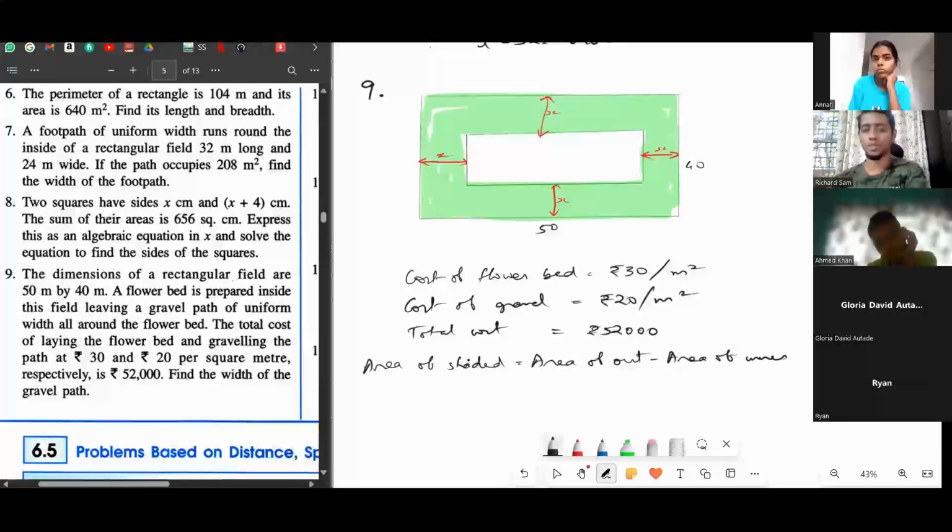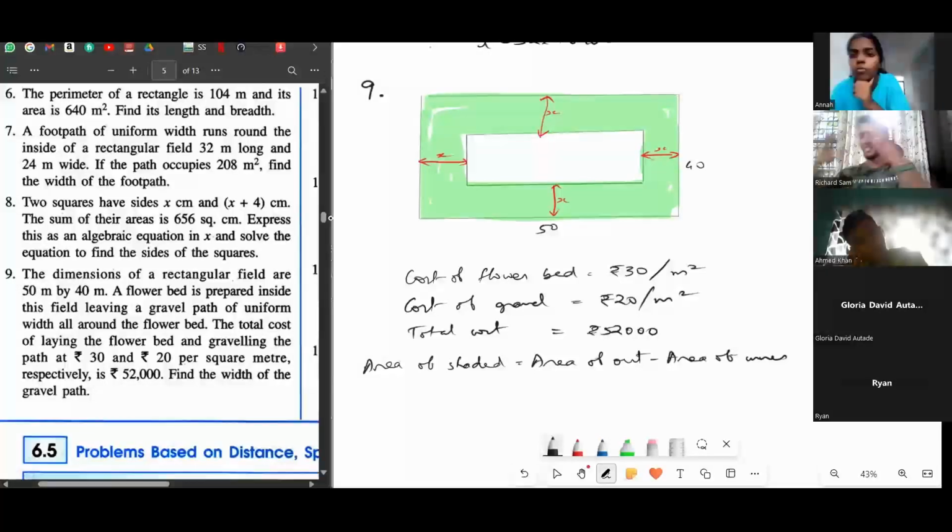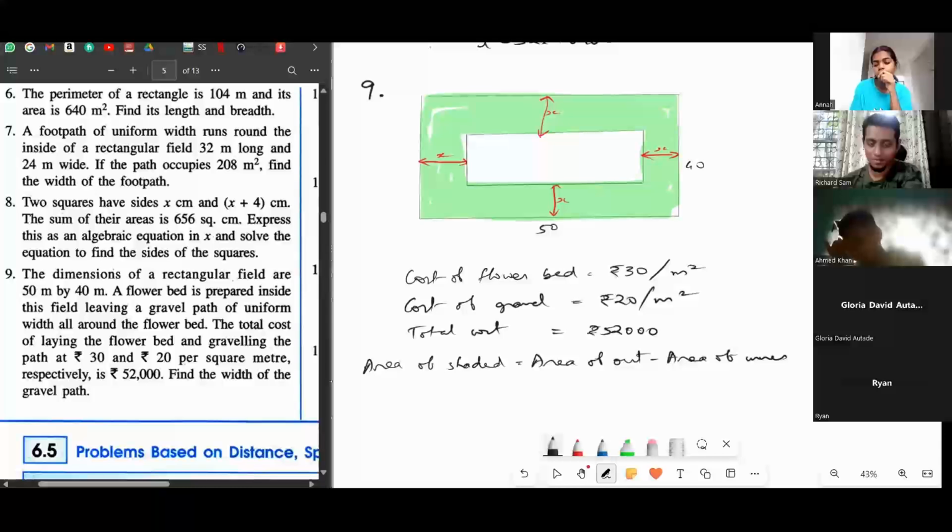Shaded portion means what? What is the shaded portion in this diagram? We have to find the gravel path. Don't forget what we do here, okay? The shaded path is the gravel path, and this inside white space is the flower bed. Okay, imagine it. There's a park, there's a flower bed in the center, and there's a path to walk around it. Clear? Okay.